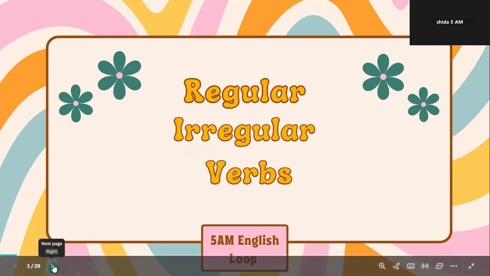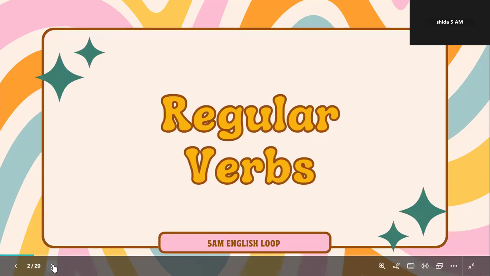So, now let's look at the regular verbs. Regular verbs are super easy. They follow a clear rule when we change them into past tense. We just add ed. Example, play, played, jump, jumped, walk, walked. Okay, let's look for more examples.